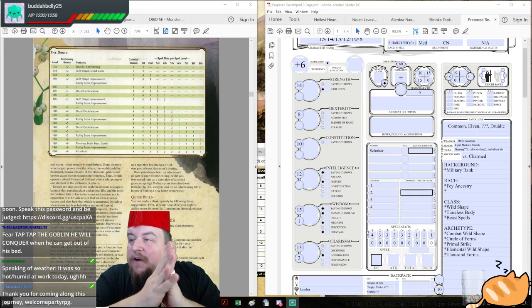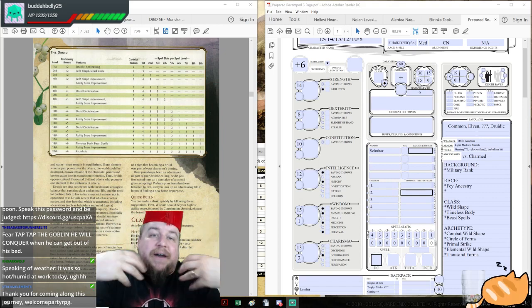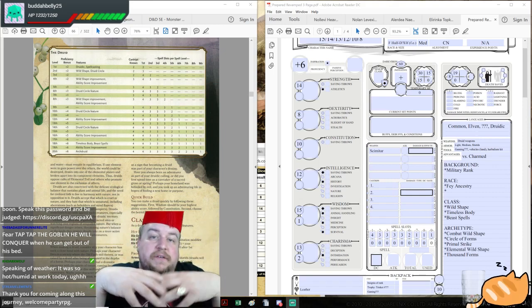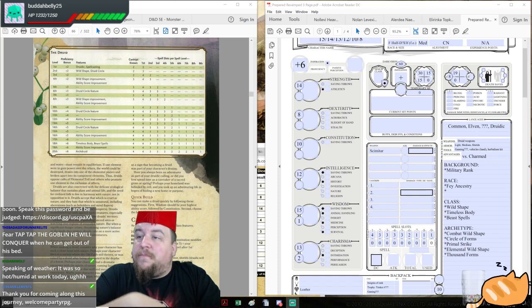Speaking of weather, it was so hot, humid at work today. Yeah, well, you're at an arcade too, so you have a lot of people in there. It's probably providing like body heat, and it's a water park, so there's probably moisture and stuff too, despite any air conditioning.